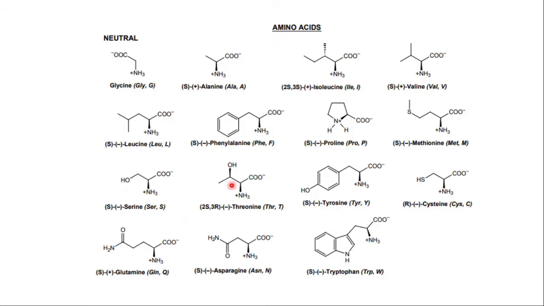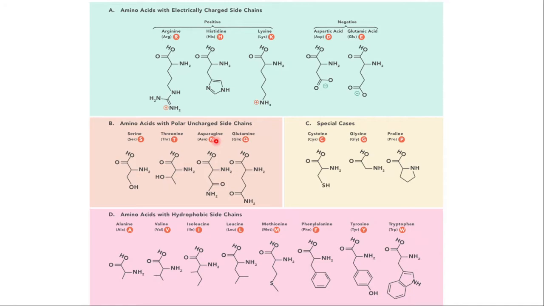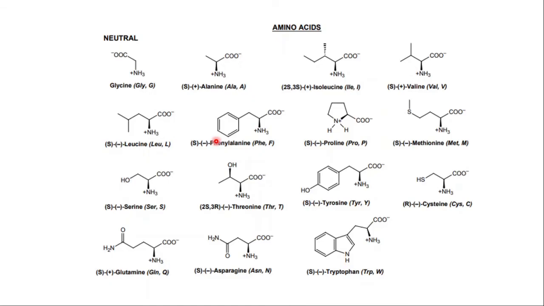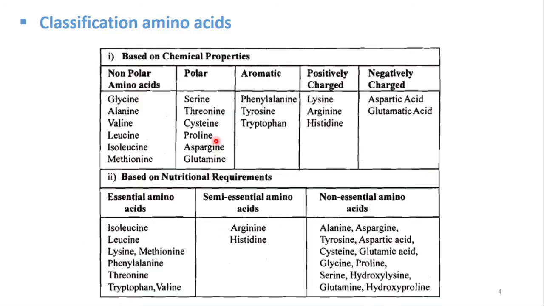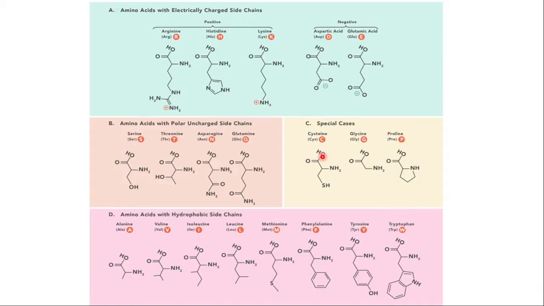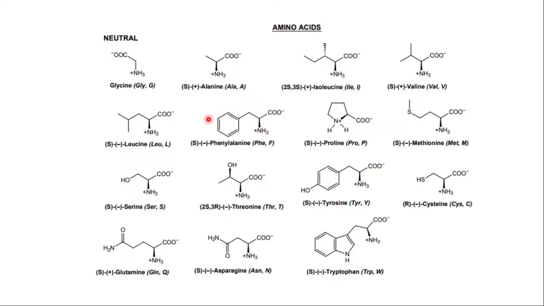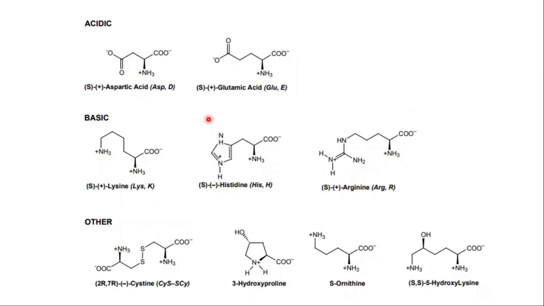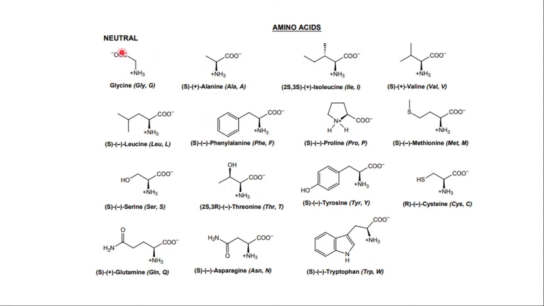So going ahead, amino acids can also be classified as neutral, acidic, and basic amino acids based on the structure. Any one you can remember if it is asked in the examination. You can write essential, semi-essential, non-essential amino acids, or non-polar, polar, aromatic, positively charged, negatively charged, that's also fine. Or the easiest way is you can call the classification as neutral, acidic, basic, and other. That's also fine. This is a bit easy to remember from the examination point of view.